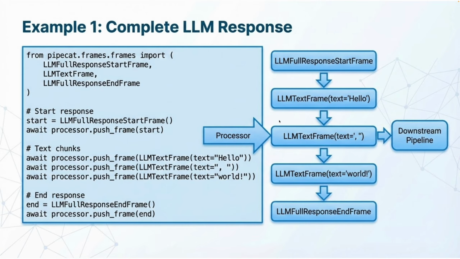Then we have this example. As I said again, before sending LLM text frame, we send LLM full response start frame, and then whatever the response by the LLM is, we send it one by one with interspacing. The interspacing is already there, so it already aggregates it like hello comma world, and then we send that this is the end of the LLM response. It is generally received by an aggregator or some other processor after the LLM, and then it does whatever it wants to, based on these different frames.